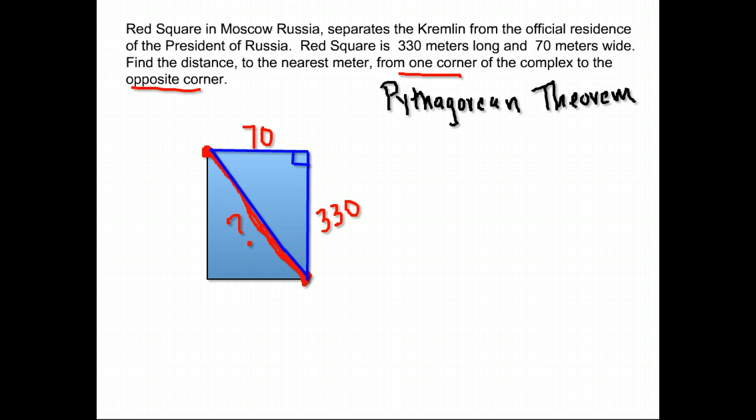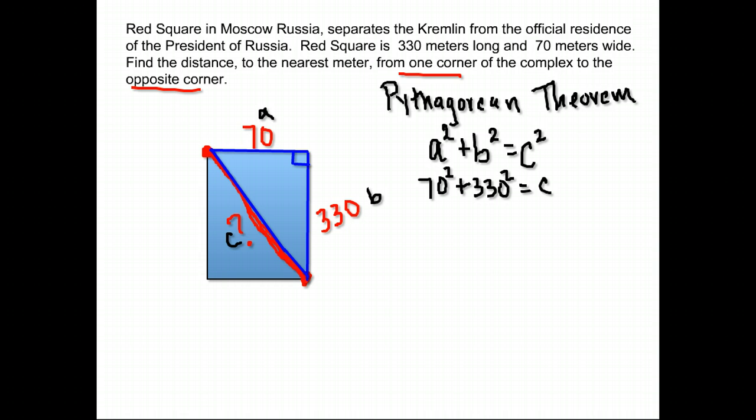It's hard to spell, but again, it's called the Pythagorean theorem, yes. And it's just a squared plus b squared equals c squared. Okay, so again, a and b are your legs, and c is that hypotenuse. It's important to keep those in order. Let's put our numbers in. So one of our legs was 70, the other was 330, and we don't know what our hypotenuse is, so I'm just going to call that c.